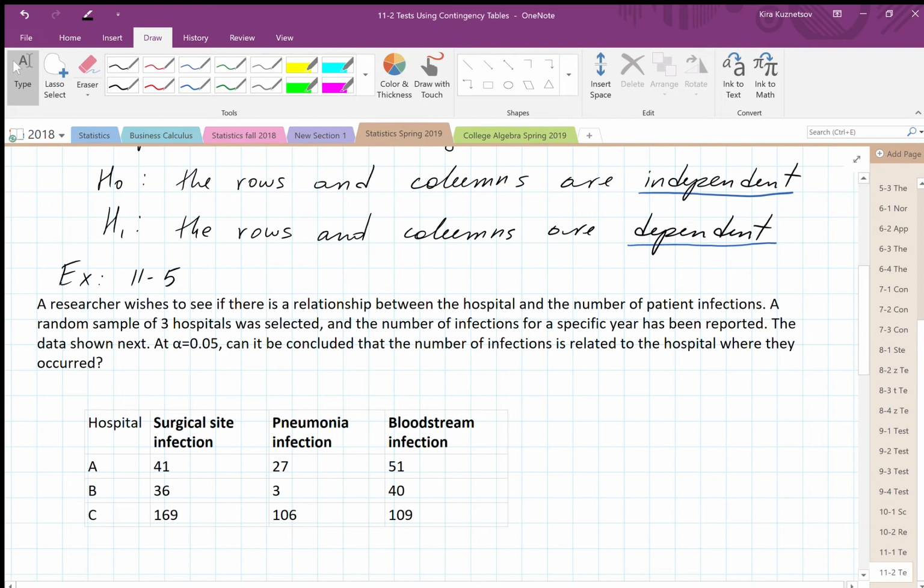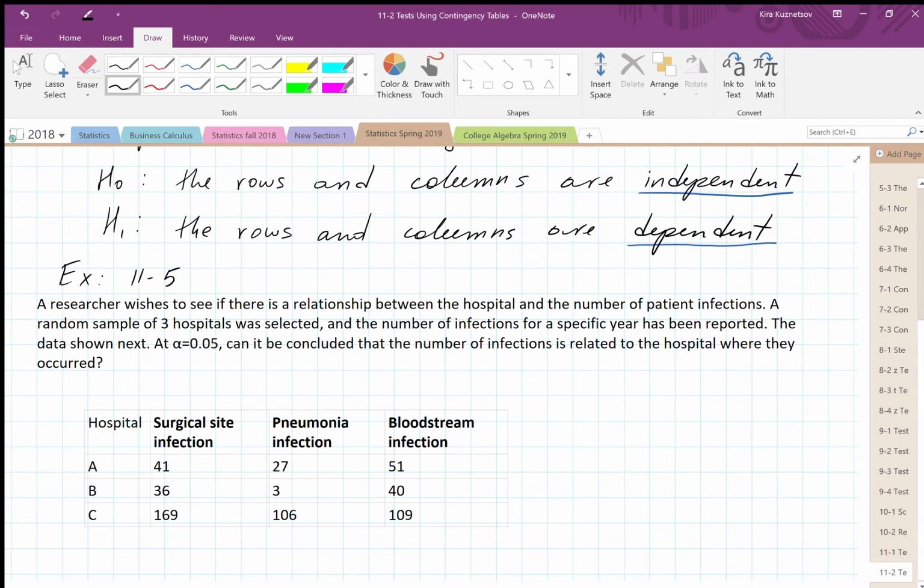There's a couple of things that you might want to do before you start with the contingency table. First of all, this is a contingency table. We studied these in chapter 4. What we're doing right now is, instead of looking at probabilities within the contingency table, we're going to be looking for independence. So is there a relationship between a hospital and the number of infections?